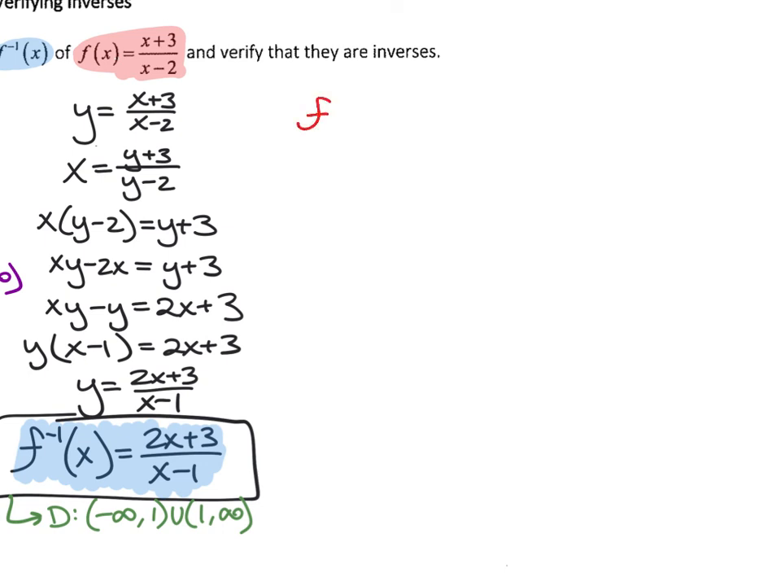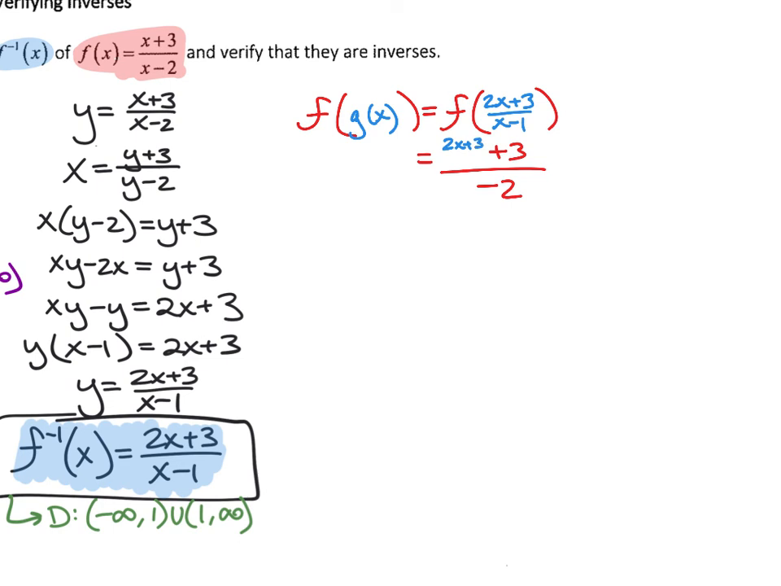f of g of x, which means we're going to have f on the outside, and the input that we're substituting in is 2x plus 3 over x minus 1. Cool. So we have x plus 3 over x minus 2, but both of those x's are going to be this entire expression.